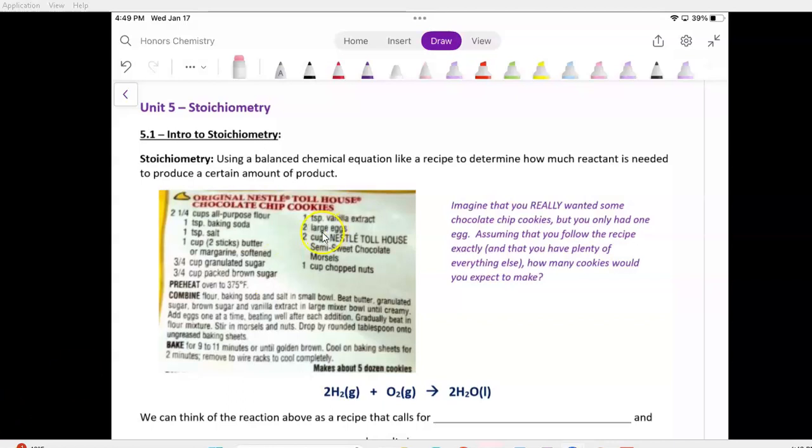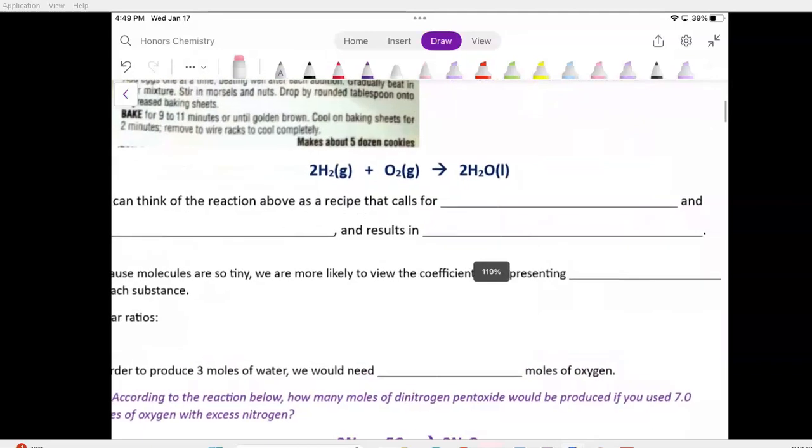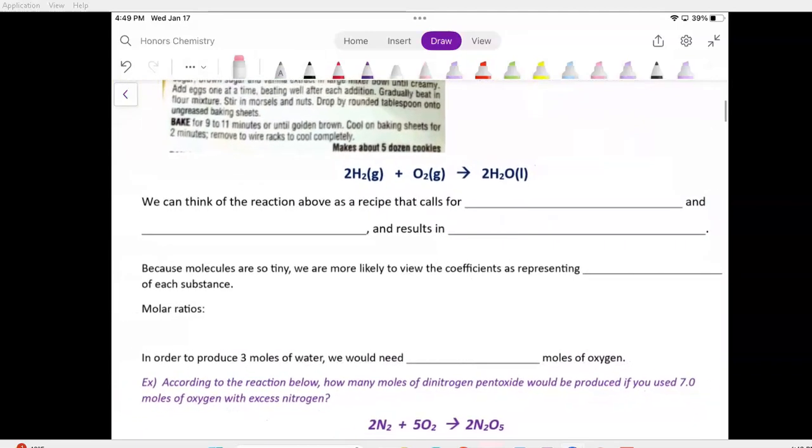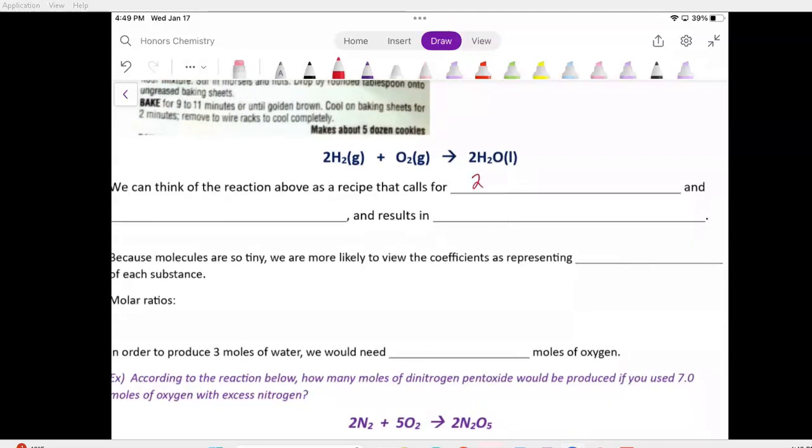So if you're making cookies and you only have one egg and you want to follow the recipe exactly, the recipe calls for 2 eggs and the recipe produces 5 dozen or 60 cookies. So if you only have half as much of an ingredient, then you can only make half as many cookies, right? So you're going to make 30 cookies if you only have one egg, assuming you have plenty of everything else. Well, a chemical equation is really no different, except that we're talking about molecules instead of cups and tablespoons.